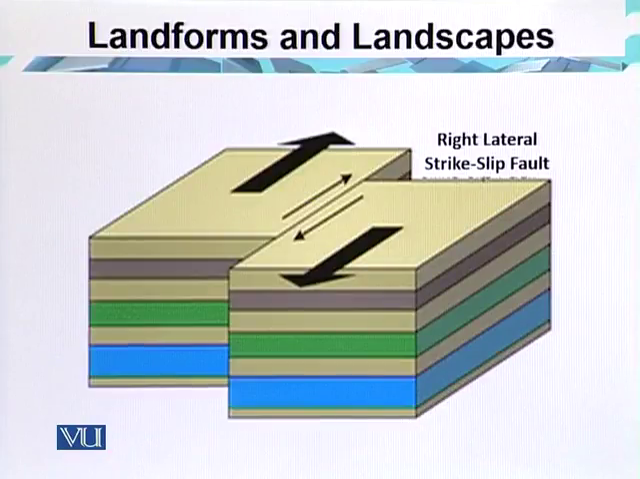So here we have the most important feature which exists in the transform fault, the right lateral strike-slip fault. When the two plates are moving parallel to each other, some plates are at high speed but some are at low speed. So here we have the formation of the strike-slip fault.